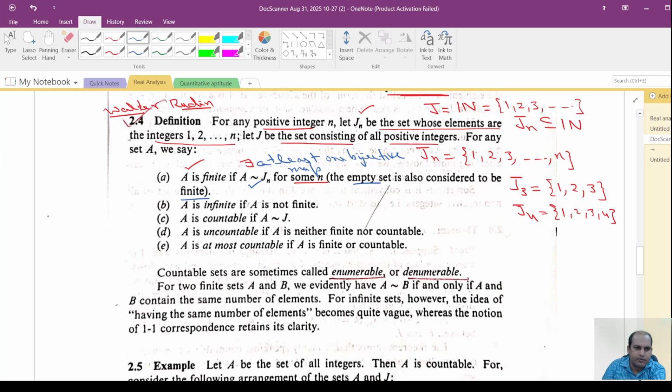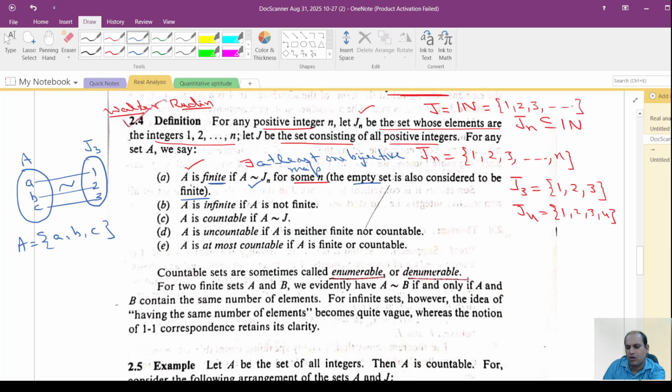For example, if I want to show that the set in which these elements are there is finite, I need to show that there exists at least one Jn. Say if I choose J3, say 1, 2, 3, then we need to develop a 1-1 onto relation between these two sets A and J3. So let me map A to 1, B to 2 and C to 3. Clearly this map is 1-1 and onto. So we will say that the set A consisting of the elements A, B, C is finite.